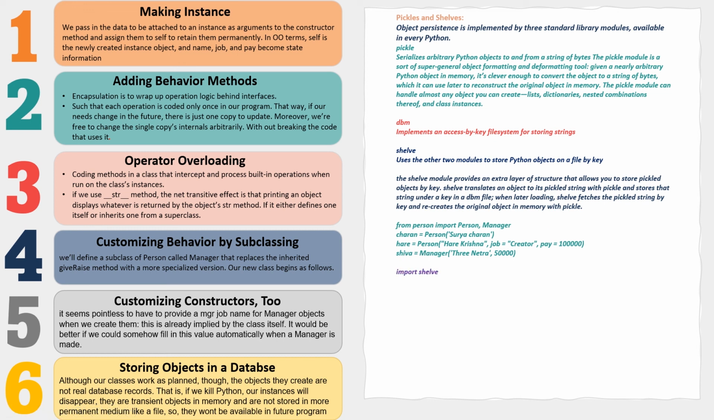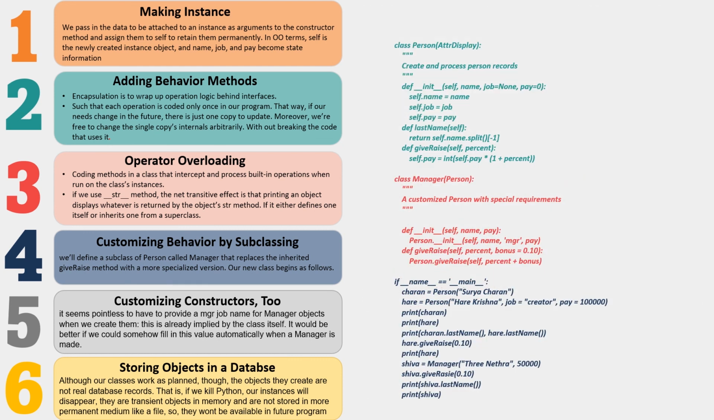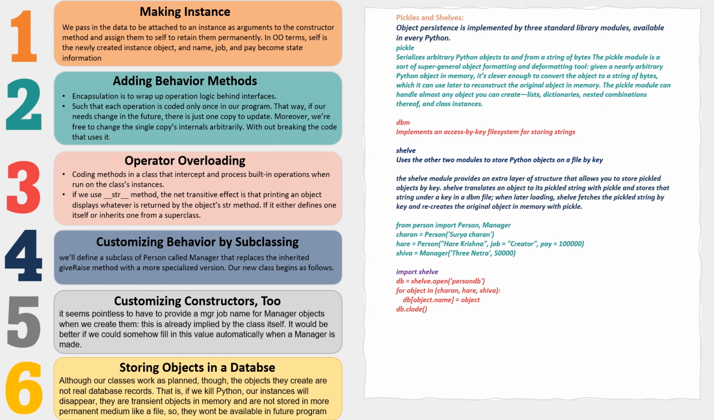Then let's import shelve from the standard library. Then we will use db, which can be any variable name. You can take any name. In that, we use shelve.open, where open is a method of shelve, and then add the person db string. Now, for each object, we use a for loop to attach each one to the shelve and then close it. So this is how we do it.